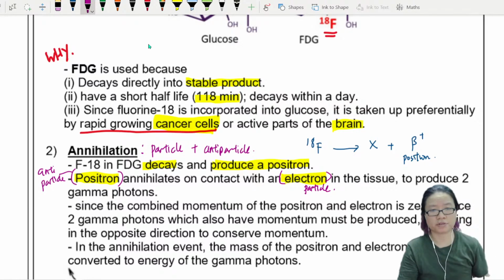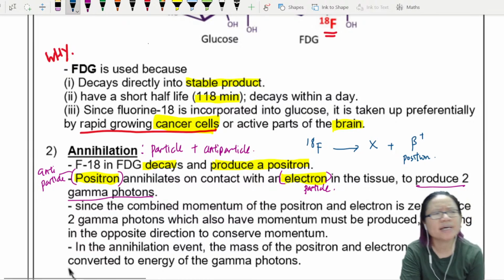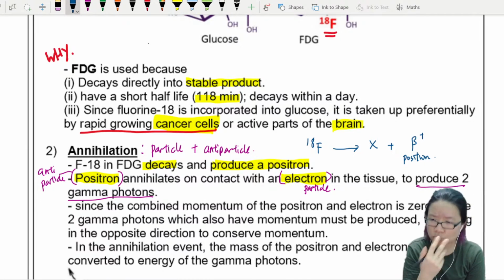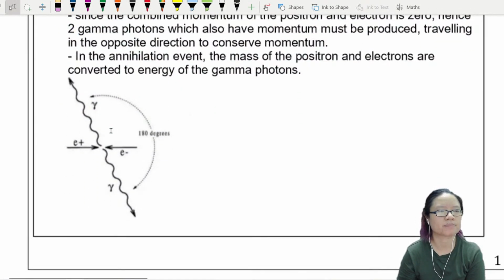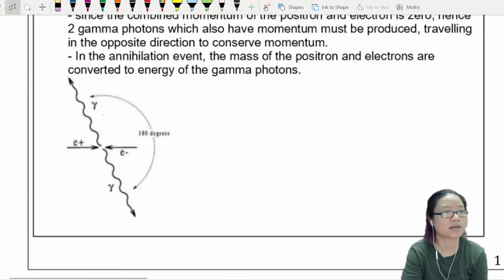And in this process, we are able to produce 2 gamma photons. You may be wondering, why must it be 2 gamma photons? Why? Let me draw or write out the equation here. This is a drawing of the reaction that is happening.